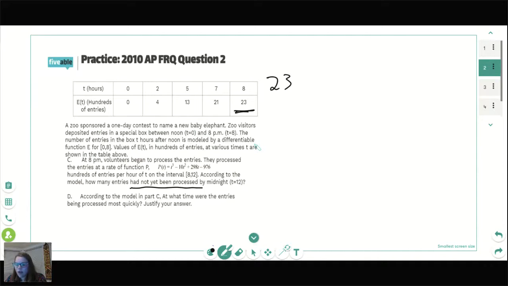We've got 23, and how are we going to figure out how many we haven't processed? Okay, we're getting closer. 23 minus P of 12. P of 12 is close, but what is 12, if we're talking about t? So we want to look at the problem. It tells us hundreds of entries per hour of t on the interval 8 to 12. Okay. So what we've got here is 2,300 total entries. So that's 23 minus however many entries they were able to process between 8 p.m. and 12 a.m., the integral of P of t.